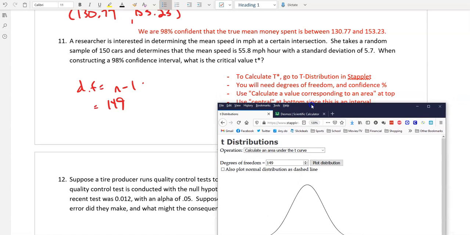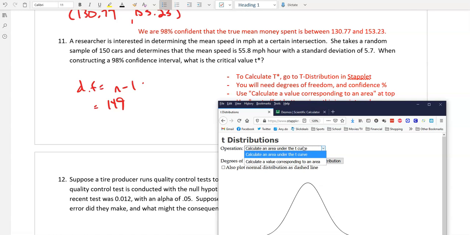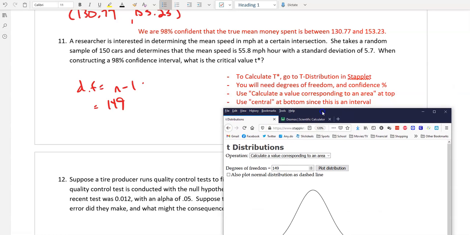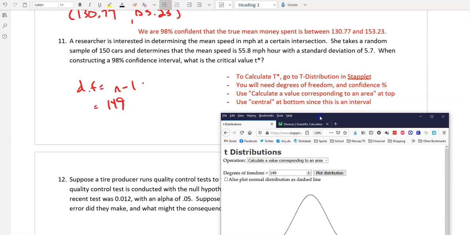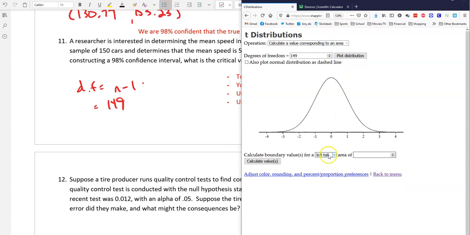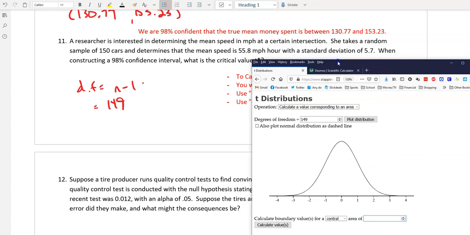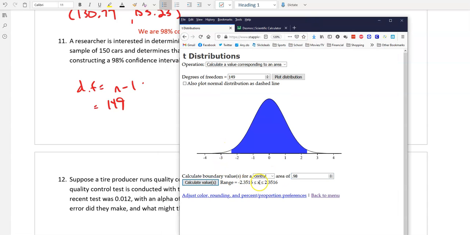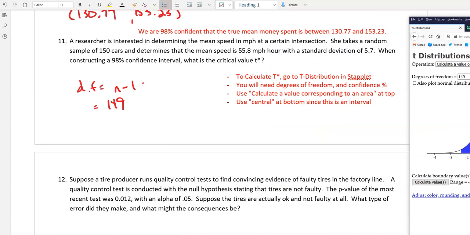And then the next part you need to do is use calculate a value corresponding to an area. The way I remember this is it's always the bottom one on the drop-down menus. That one right there, the bottom at the top. And then use central on that bottom drop-down menu since this is an interval. So down here, I'm going to use central. And the area was, what percent did they say? 98%. So it'd be 0.98, like that. And I calculate my values, and there is my T star. 2.3516 would be the answer.